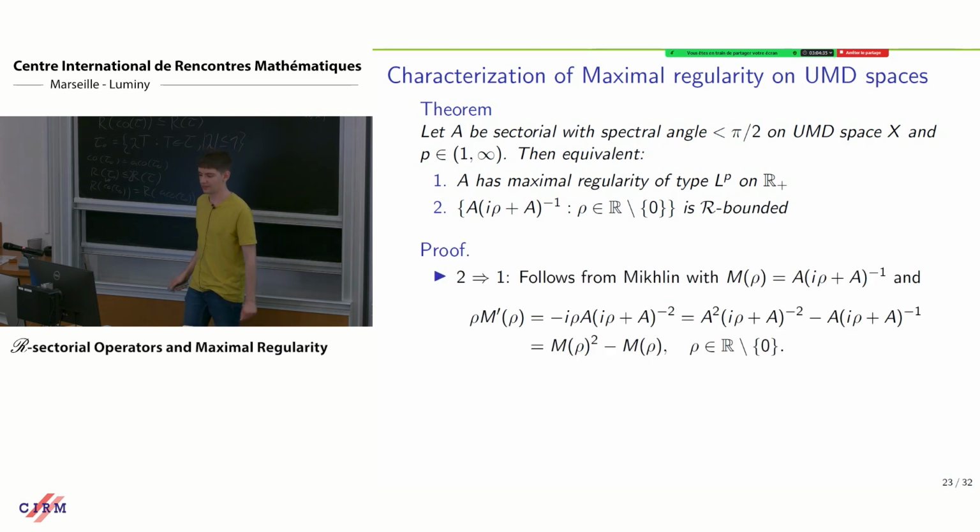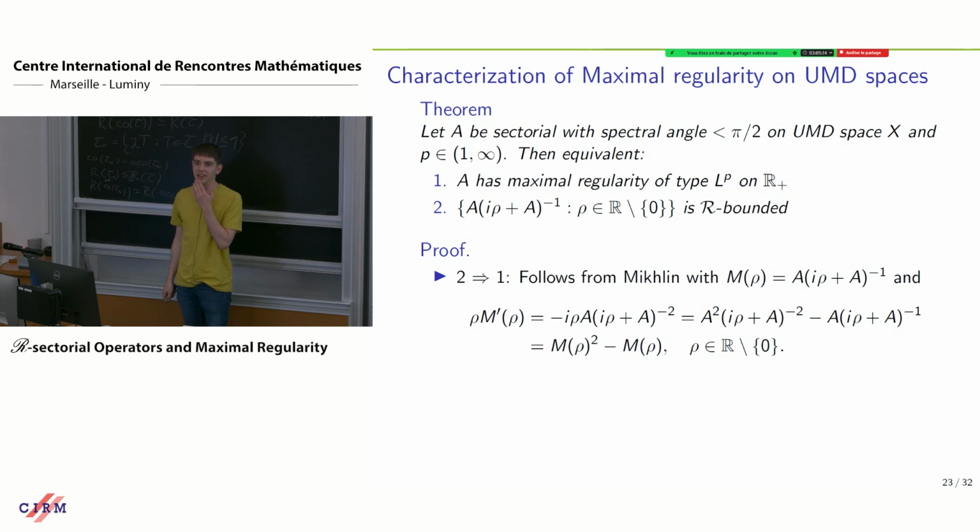And now, as already explained, if we have the R-boundedness, we want to apply the Mikhlin theorem, the operator-valued one we had. And this had two conditions. The first one was the R-boundedness of the set M of rho, and this is what we assume here. So this we have. And the second one is the R-boundedness of this set rho times M prime of rho. So let's compute the derivative. This we can, since this resolvent function is holomorphic by sectoriality on some sector containing the imaginary axis, so we can differentiate it. We get the following.